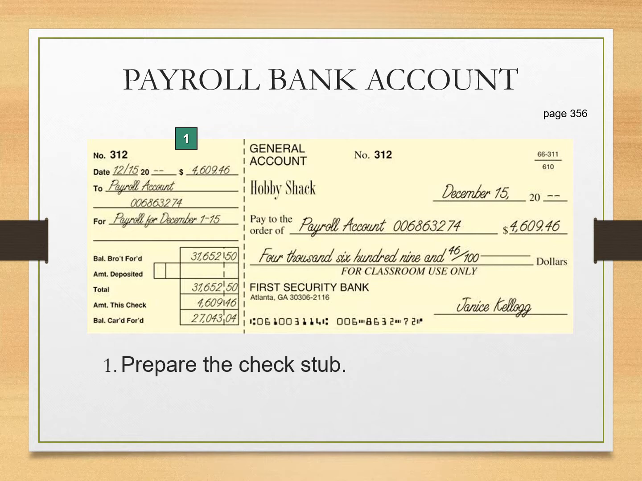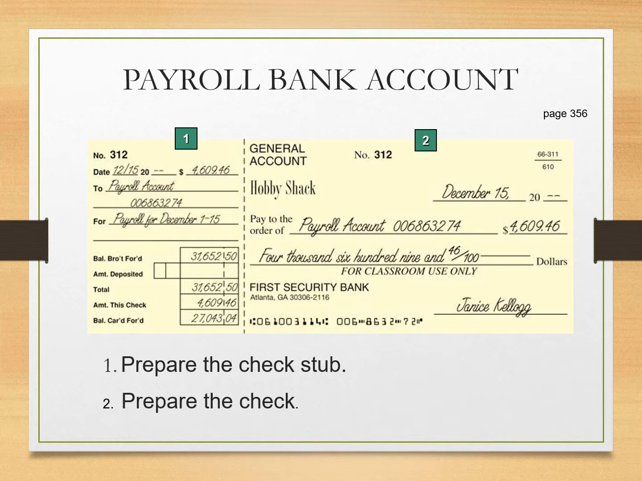The balance brought forward is the amount brought forward from check 311. Amount of this check will be the net pay of $4,609.46. Since we are writing a check, we need to subtract the amount of the check from the total to get our balance carried forward of $27,043.04. Then we prepare the check.